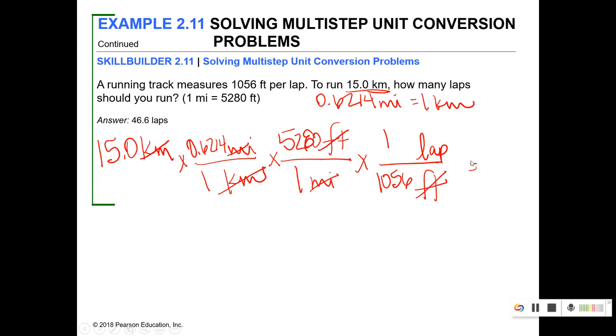So on this one, I'm going to do 15 times 0.6214 times 5,280 divided by 1056. And I'm keeping 3 sig figs, so this is 46.6 laps.